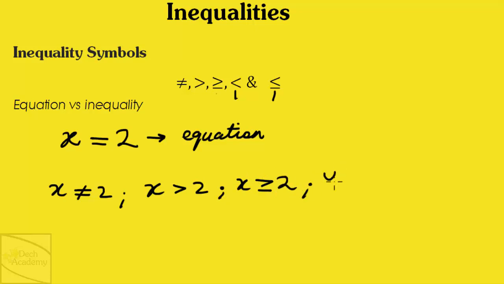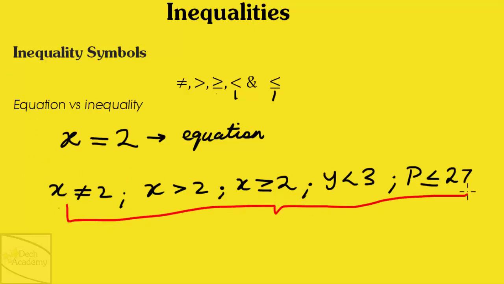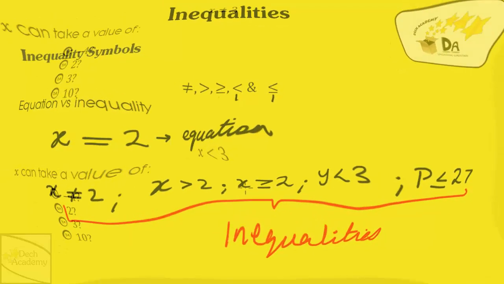The statement, let's change the variable, y is less than 3 is an inequality. The statement p is less than or equal to 27 is an inequality. So all these statements here are inequalities. And why are they inequalities? Because they are stating that some term is not equal to another term, unlike equations which state that a term is equal to another term. Hence the name inequalities. Not equal. That's how you remember this. That's all for inequality symbols.